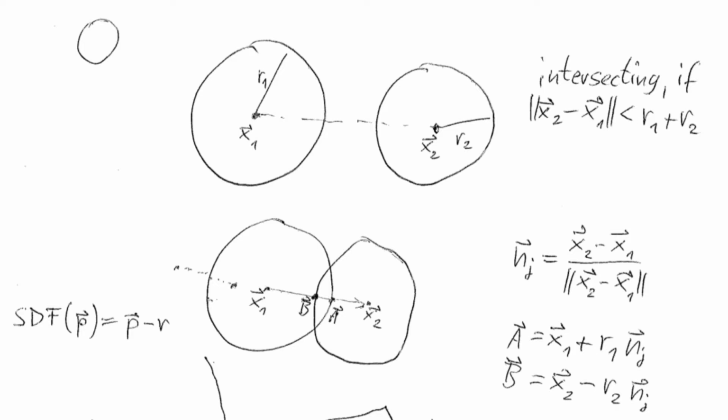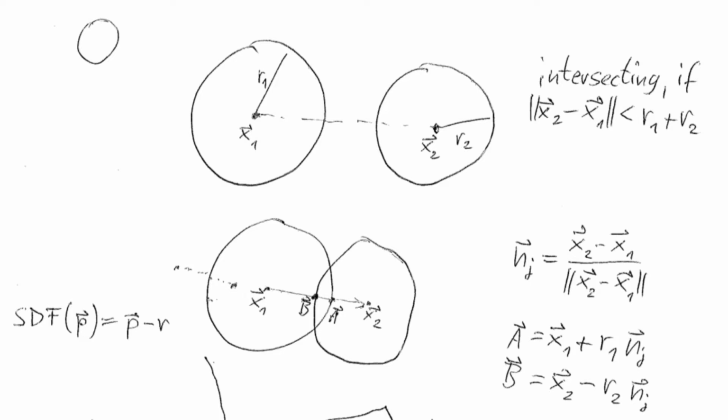So basically they are intersecting if, well, I mean, just if this distance is smaller than the sum of the two radii. This is quite simple geometry. This is smaller than R1 plus R2. And if they do intersect, then the normal will of course be just this direction normalized, right? So it's just x2 minus x1 normalized.